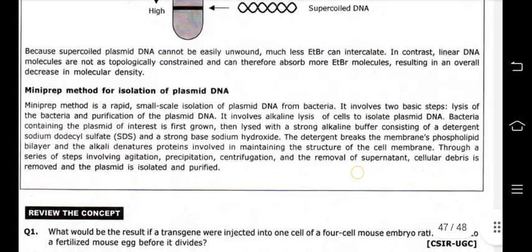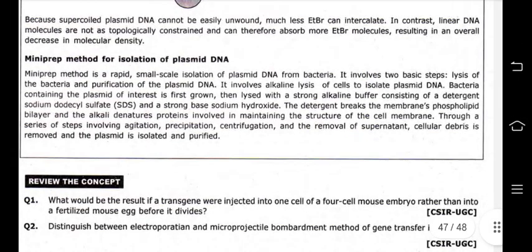Because supercoiled plasmid DNA cannot be easily unwound, much less EtBr can intercalate. In contrast, linear DNA molecules are not as topologically constrained and can therefore absorb more EtBr molecules, resulting in an overall decrease in molecular density.